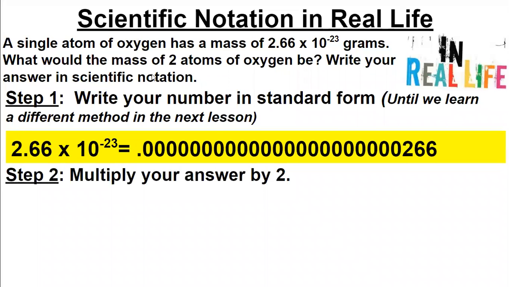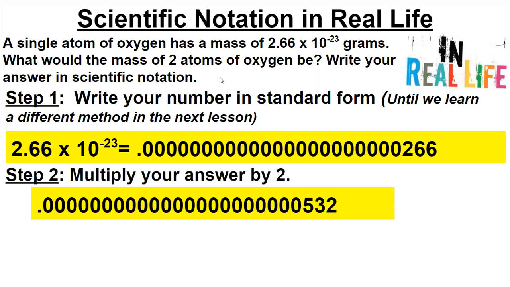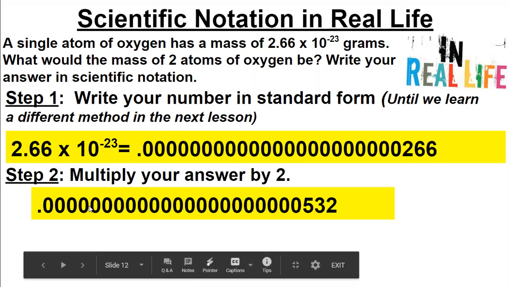We're going to multiply our answer by 2, or we could double that answer and add it, right? We could add all those zeros plus 266 and add it, or multiply it by 2. So when we do that, we get this number. That is the same number of zeros, I believe. Let's see, 1, 2, 3, 4, 5, 6, 7, 8, 9, 10, 11, 12, 13, 14, 15, 16, 17, 18, 19, 20, 21, 22. Yes, so how did I do that?